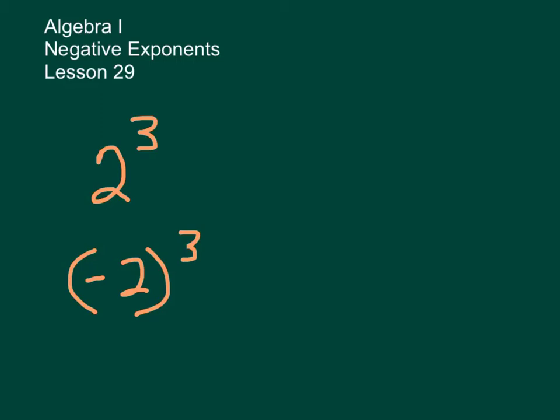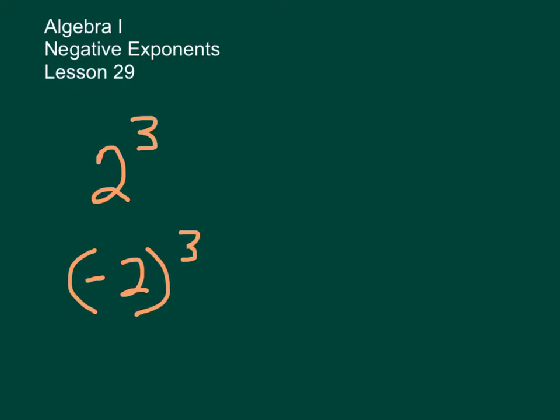Lesson 29 in Algebra 1 is called Negative Exponents. And there's two topics in this lesson. As usual, we're going to take one topic and just try to break it down so that there's not too much information in any one lesson. Now, before we talk about negative exponents, let's review what we've already had.